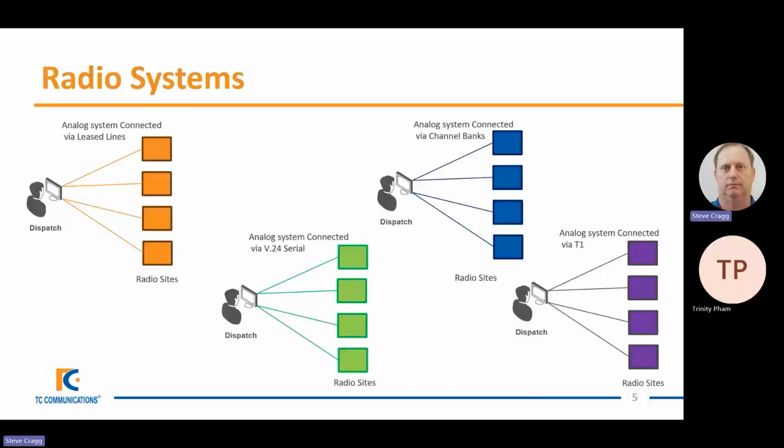And another one for you, some of the analog, particularly some of the phase 1 P25, which were actually connected natively via T1, and we'll just cover how you would do that as well. The primary focus, though, will be on the analog system via leased lines and using channel banks.